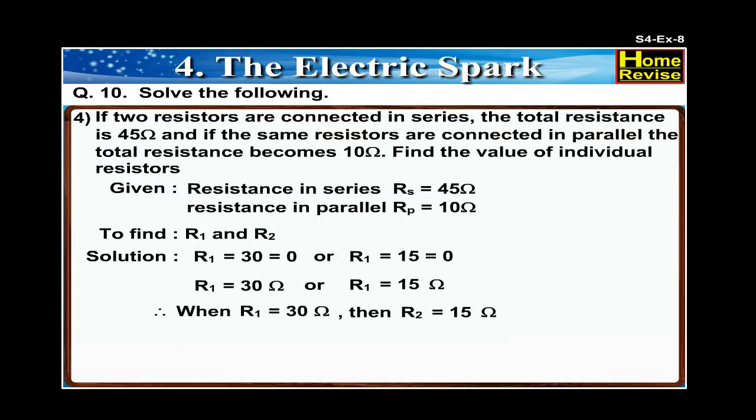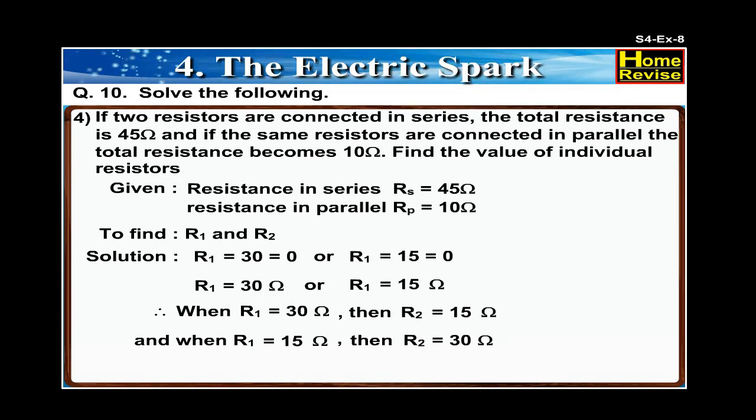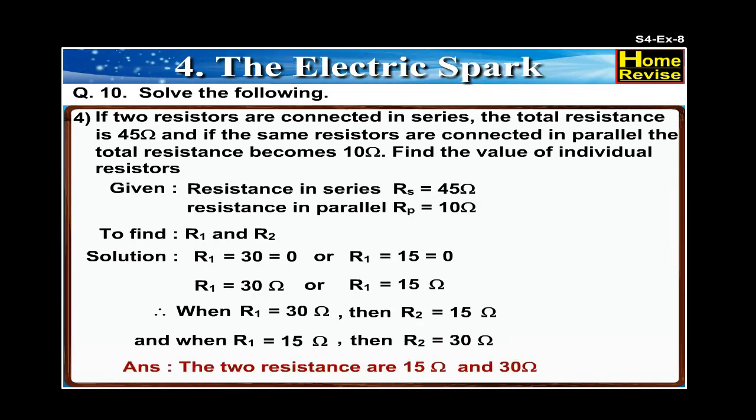Therefore, when R1 is equal to 30 ohms, then R2 is equal to 15 ohms. And when R1 is equal to 15 ohms, then R2 is equal to 30 ohms. Answer: the two resistances are 15 ohms and 30 ohms.